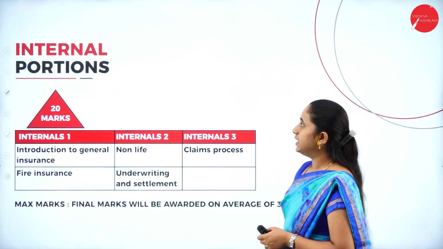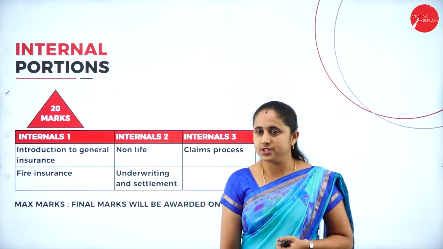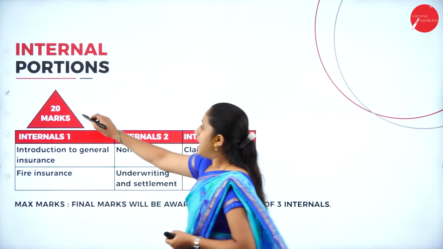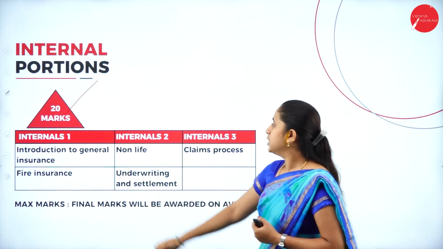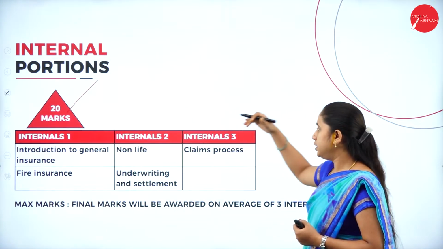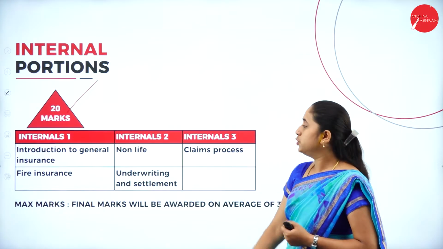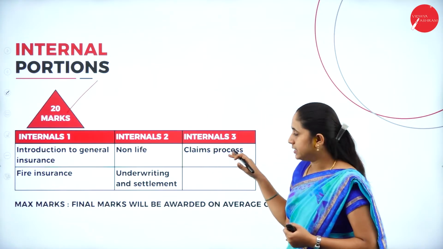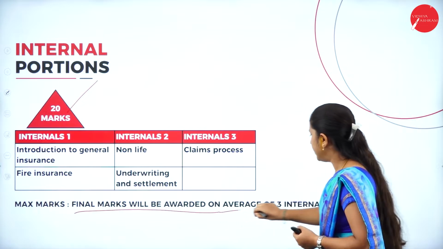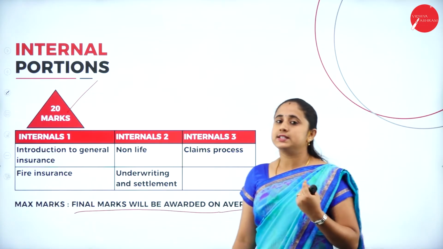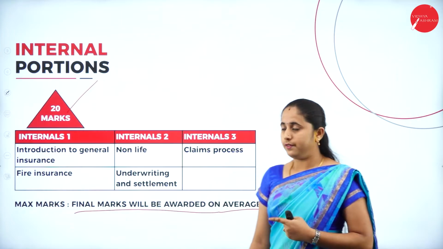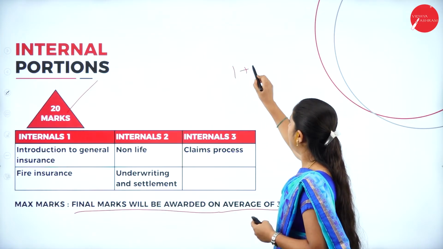Moving further, let us discuss the internal portions. Internal marks are for 20 marks. In order to score 20 marks, you need to attend internals 1, 2 and 3. So you need to attend all the 3 internals. Final marks will be awarded on the average of the 3 internals. Here we do not consider the best out of 3. We will consider the average of 3.